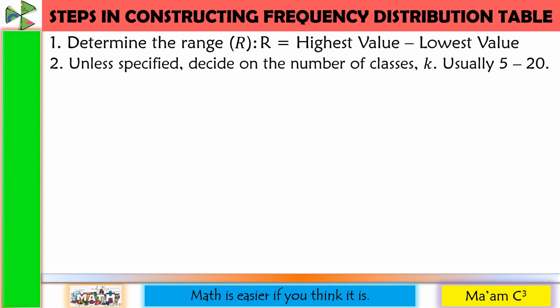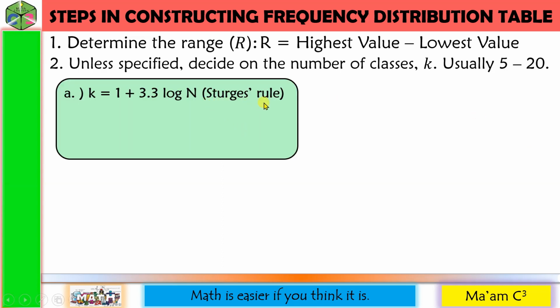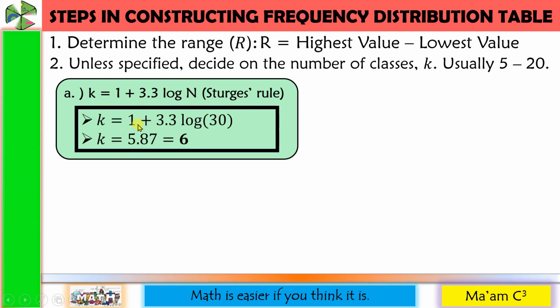There is no specific rule on determining the number of classes, but there are some rules usually observed to guide us. Here is the first one. It is called the Sturges rule, where k, the number of classes, is equal to 1 plus 3.3 times the logarithm of n, where n is the number of observations. Let us say our n is 30, so let us substitute 30 for n. Computing this in a calculator, it will give us 5.87. Rounded off, it is equal to 6.